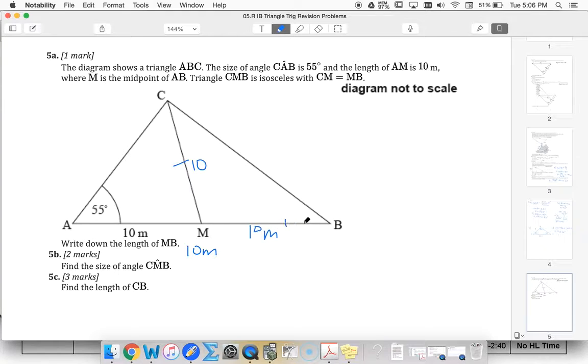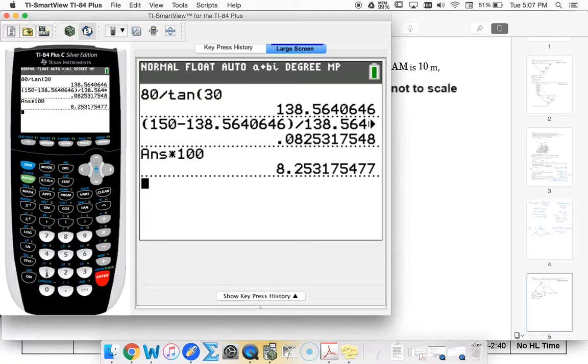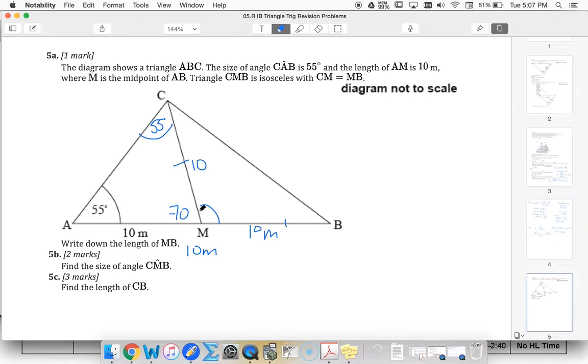CMB is this angle here. Well, I know in this triangle that it's isosceles. This side and this side are the same. So this angle must match my 55, which means this angle is going to be 180 minus 55 minus 55. So that's going to be 70. And now this angle will be 180 minus 70, which will be 110. So angle CMB is 110 degrees.